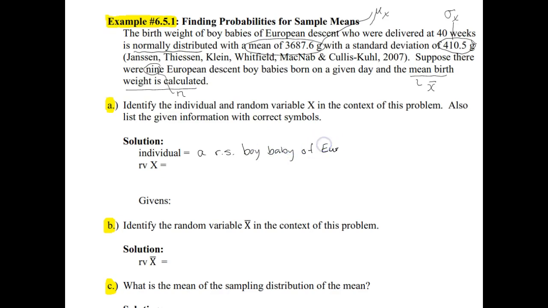of European descent. And so our random variable x for quantitative data for this particular class is going to be of the form the measurement of a randomly selected individual. And in this case, the measurement we looked at was birth weight. So this is going to be birth weight of a randomly selected boy baby of European descent.